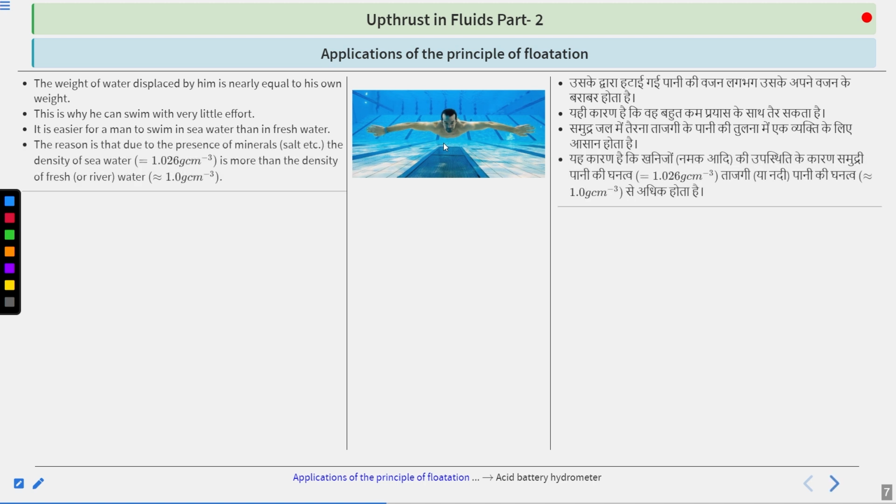So we can say the reason is that due to the presence of minerals, salt, etc., the density of sea water, which equals 1.026 g/cm³, is more than the density of fresh or river water, which is nearly about 1 g/cm³. So that's why in sea water the density is higher, so the person requires less effort for swimming in comparison with fresh water, where the density is lower.